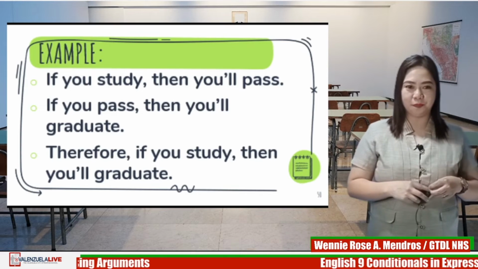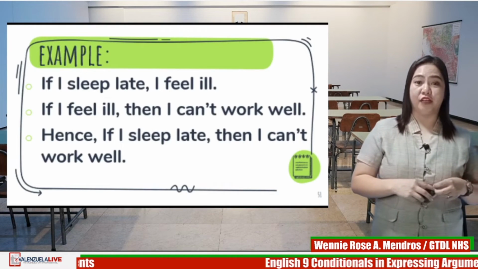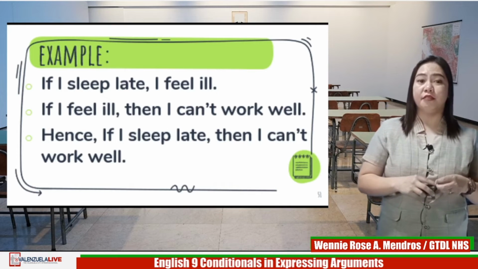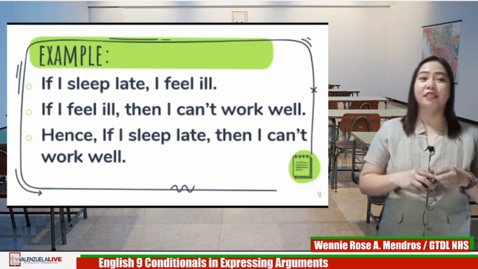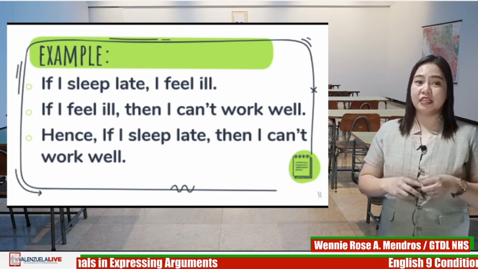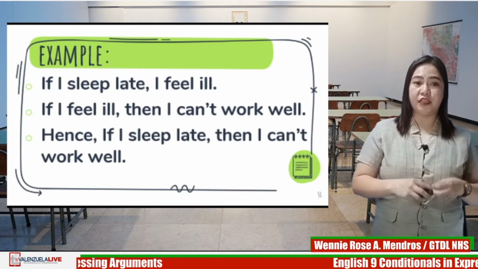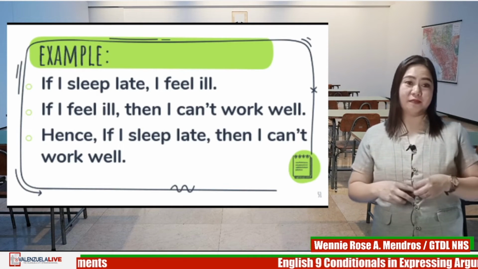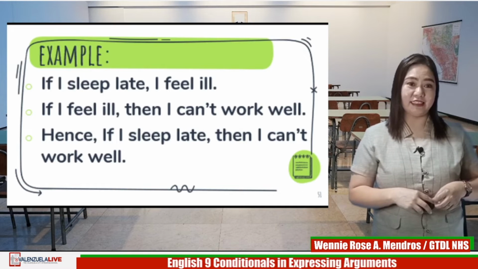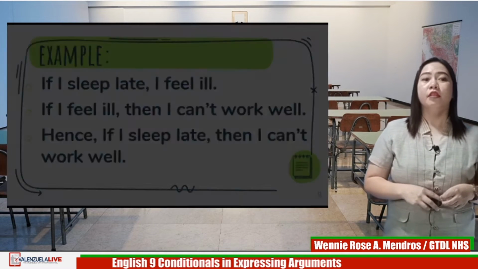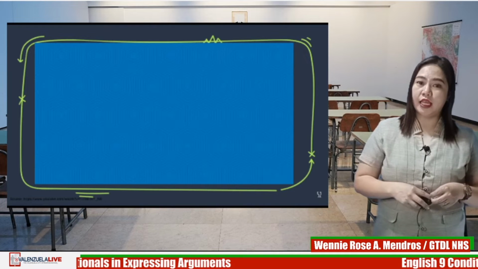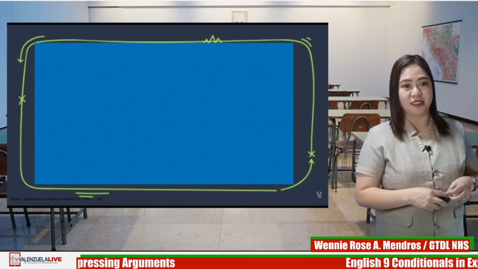Here is another example. If I sleep late, I feel ill. If I feel ill, then I can't work well. Hence, if I sleep late, then I can't work well. So it's the same thing. The first two sentences are the premises and the last one is the conclusion. And we also did the same thing. The consequent in the first sentence was transferred into the second sentence and was used as the antecedent. Then, in the conclusion, we used the antecedent from the first sentence and the consequent from the second sentence. Take note of this. In general, an argument is valid if and only if its corresponding conditional is necessarily true. And that is how we use conditional sentences in arguments.